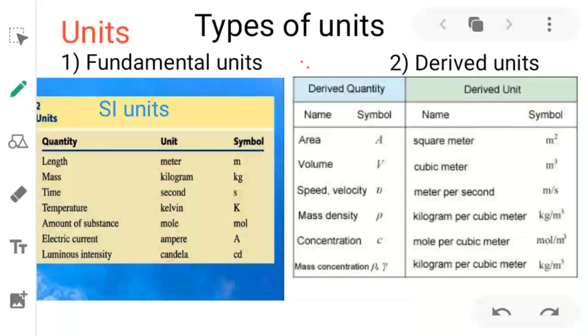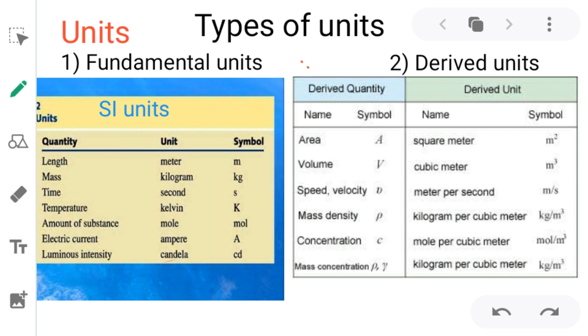Hello students, in this video I will try to explain the types of units and some examples of fundamental and derived units. So, what is a unit? A unit is the standard of measurement. We can take the unit as a reference to measure any quantity.